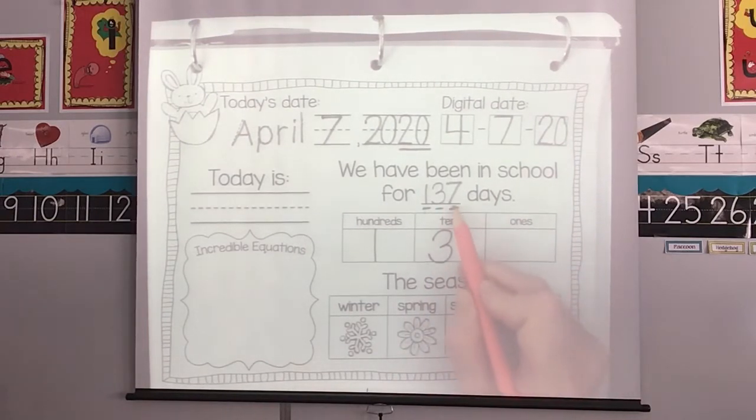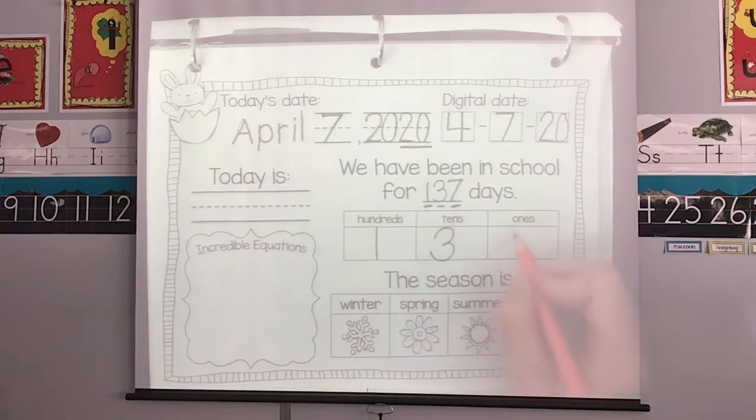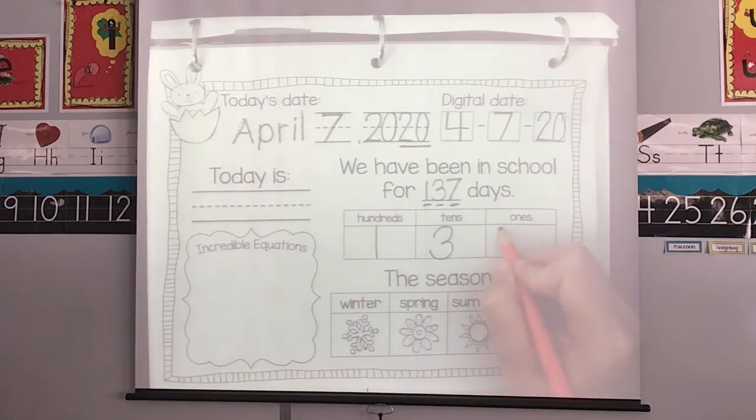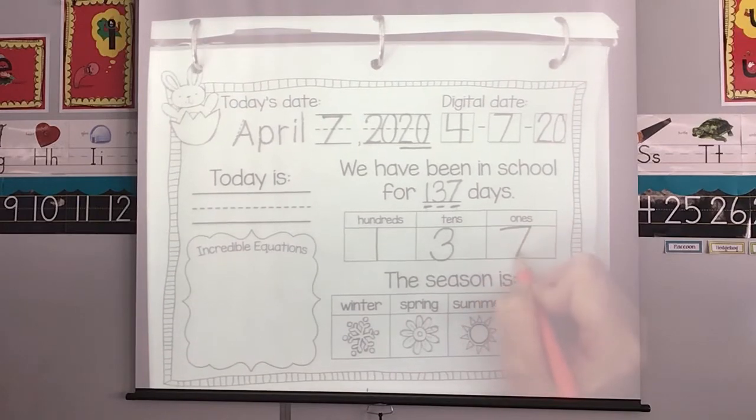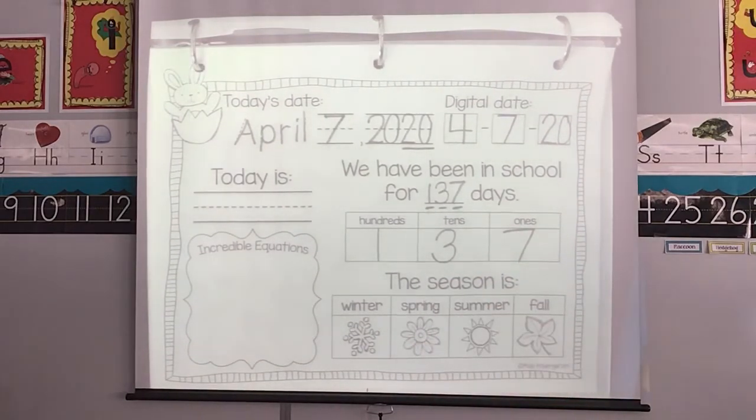In our ones place, that's this last number here. This is our ones place. What number is in the ones place? A 7. So, start from the left, slide right, angle down. You guys are doing awesome. Okay, now we get to do our day of the week.